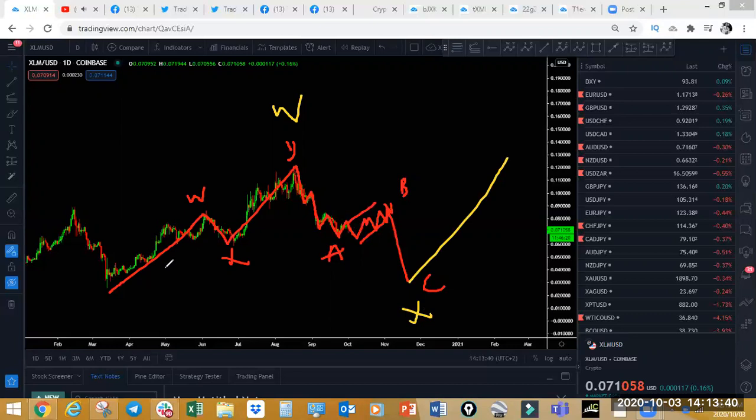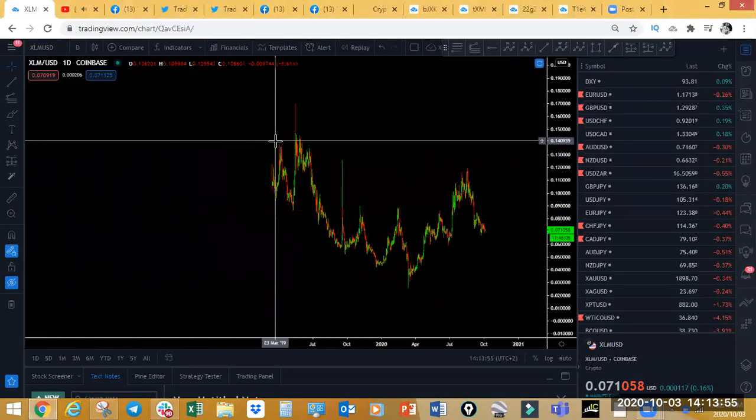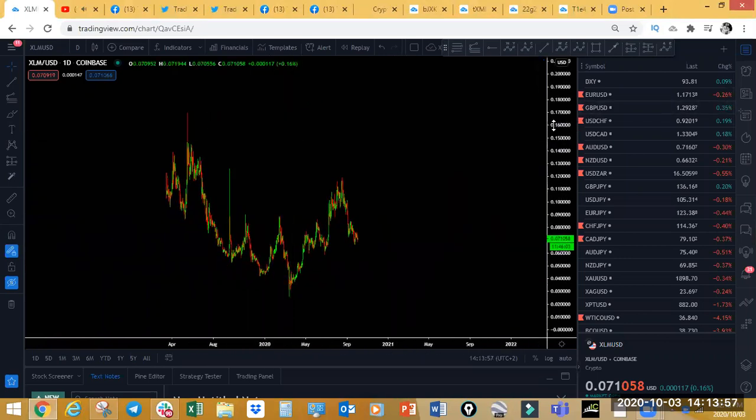Okay, so we're looking for this one 3 waves up, 3 waves down. We'll be looking for this one to make a move. So the next immediate move is to see a deeper corrective structure if you want to take this move to the downside to around those levels. Right, so that's what we're looking at on XLM.